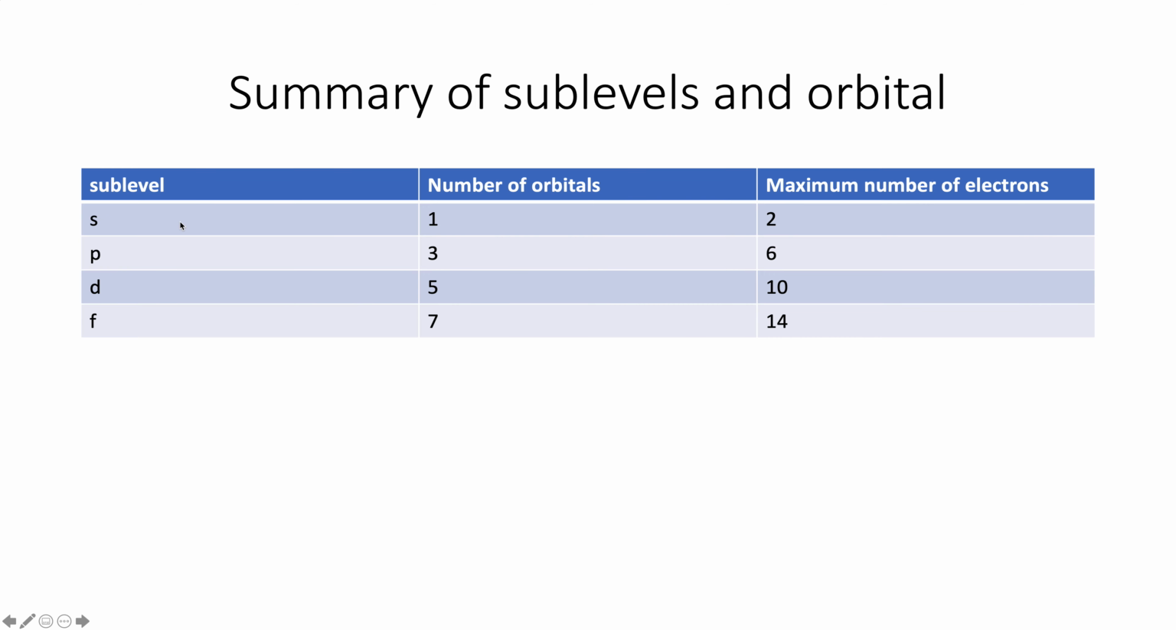So this is a summary. An S sublevel has 1 orbital, that means there's 2 electrons. P sublevel has 3 different orbitals, that means that each of them can hold 2, so there's a maximum of 6 electrons in a P sublevel. The D sublevel, there are 5 orbitals, so just remember the odd numbers, and then times 2. And F has 7 orbitals, each of them can hold 2.